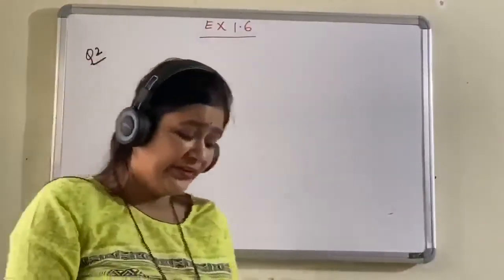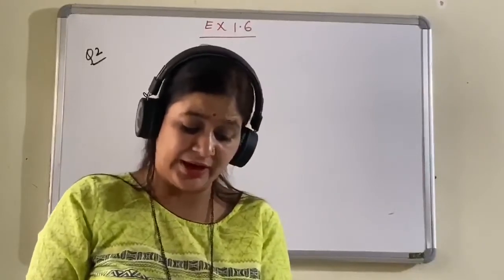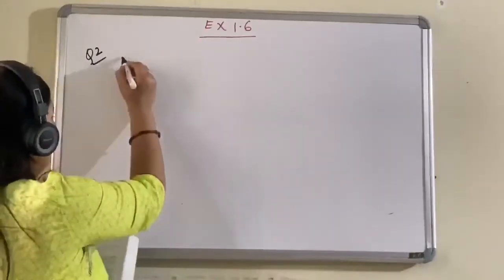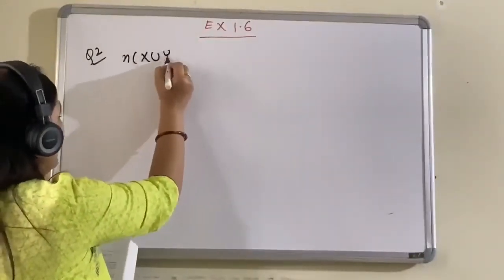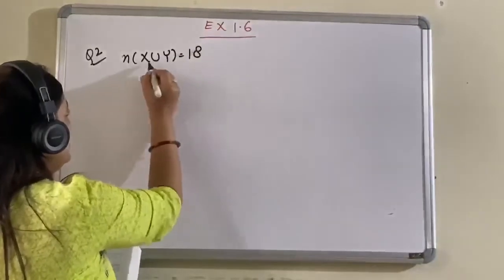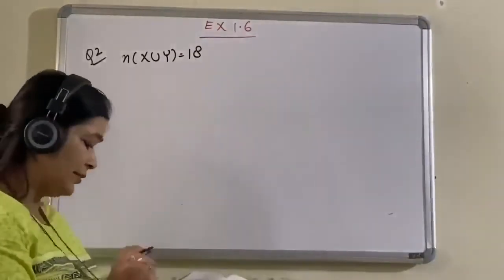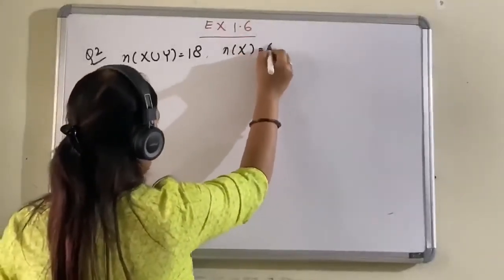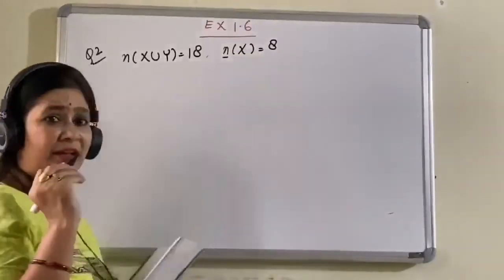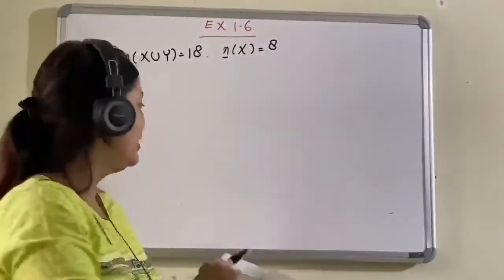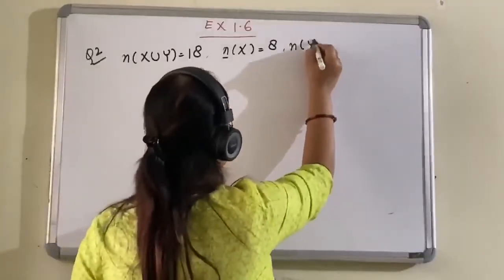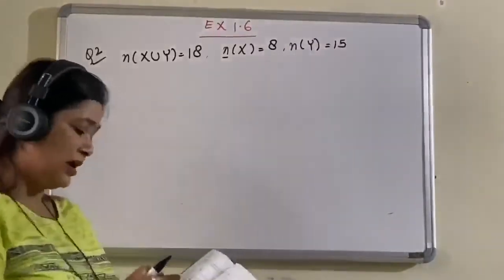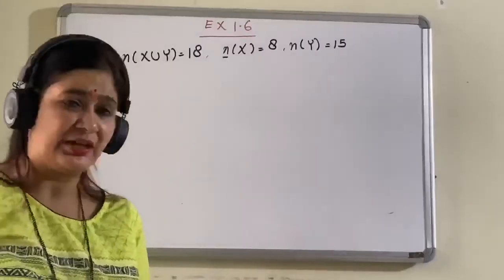Question number 2 is: if x and y are two sets such that x union y has 18 elements, how do we write it? n of x union y is equal to 18. How many elements are in x union y? 18. x has 8 elements, so n of x is equal to 8, and n of y is equal to 15 elements. How many elements does x intersection y have?